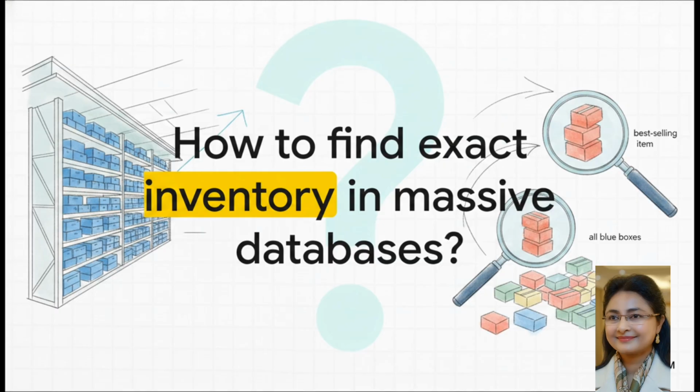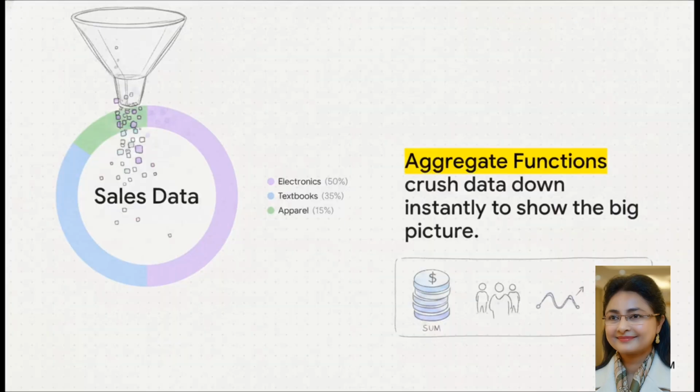You can say, first, find out what the best-selling item was last month, and then go grab all the boxes that match that item. It's literally a query nested inside another query, giving you this laser-focused precision to navigate a fully stocked system. But retrieval isn't just about finding single items.